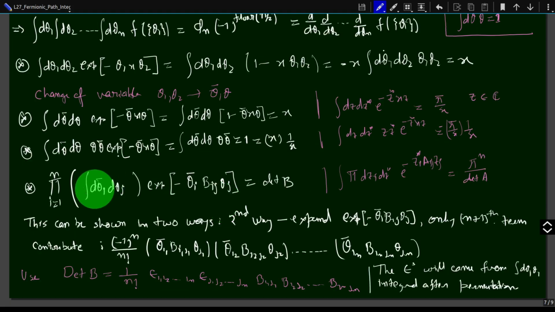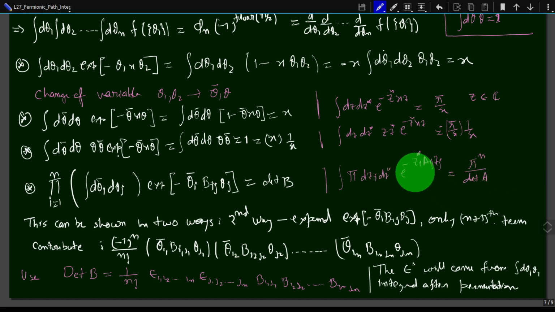Another thing: if I have this exponential of n variables, and integrate over all those n variables of the exponential of minus theta i bar b ij theta j, this turns out to be the determinant of b, as against the complex number case. If I did the same thing, it was pi to the power n divided by the determinant of a. Actually for real numbers it was the square root of this, but for complex numbers it's twice that integral, for the real and imaginary parts. So I get two such factors, and basically it becomes pi to the n by the determinant of a.